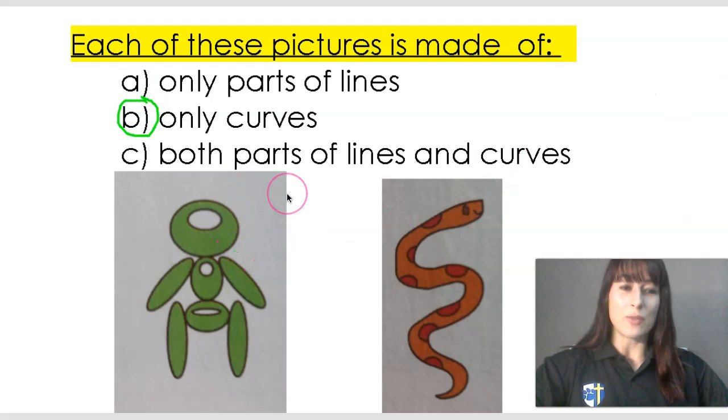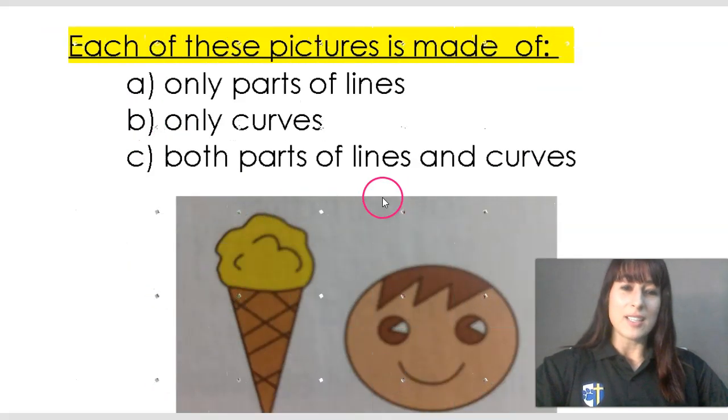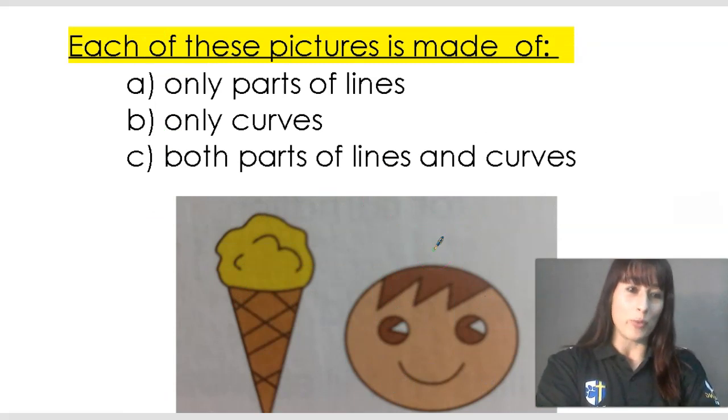Let's look at another set of two pictures that I have and see if we can decide if these have parts of lines, only curves, or both. Okay, so this one has here parts of line, another part of a line here, another part of a line here, and then I have here curves. So I could say that these two pictures are made of both parts of lines and curves.